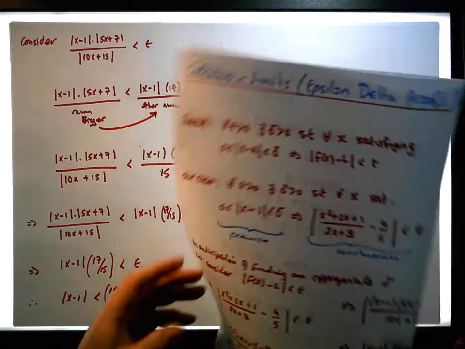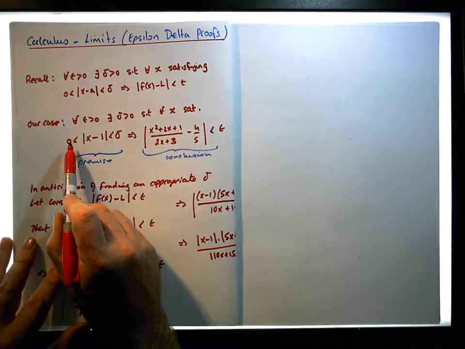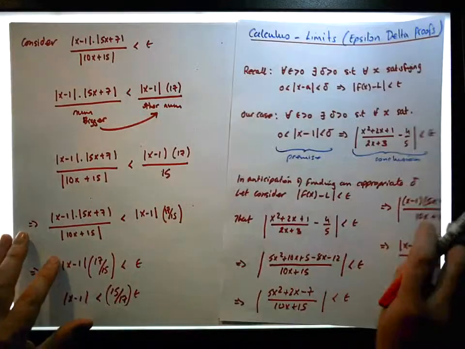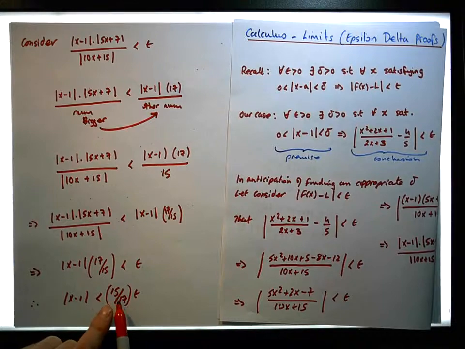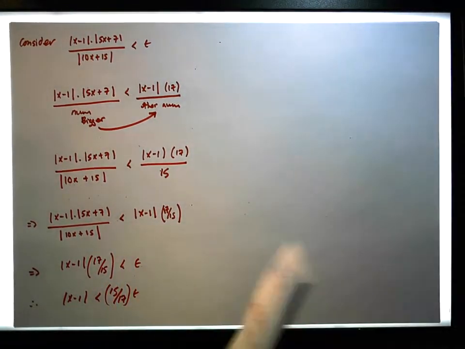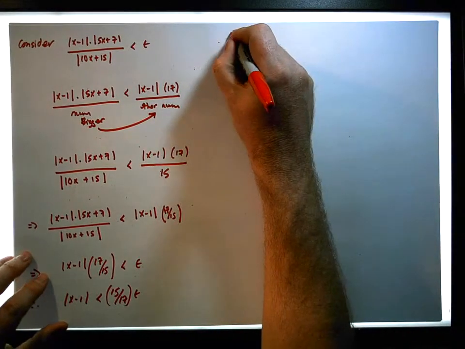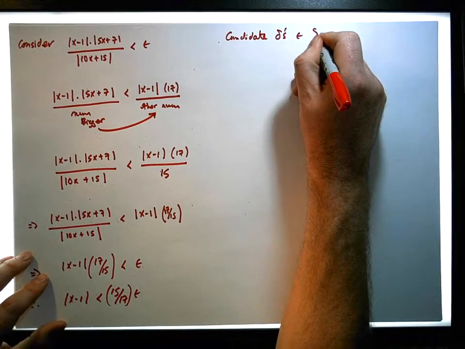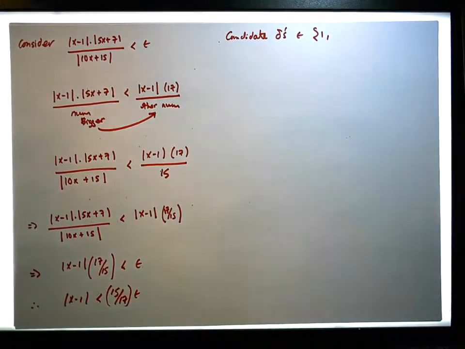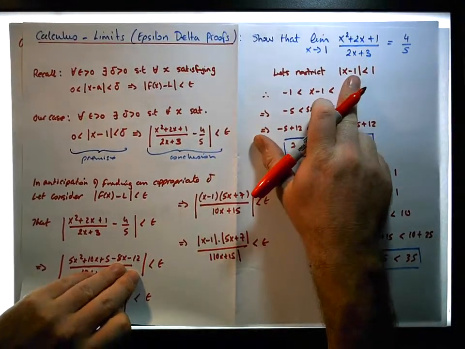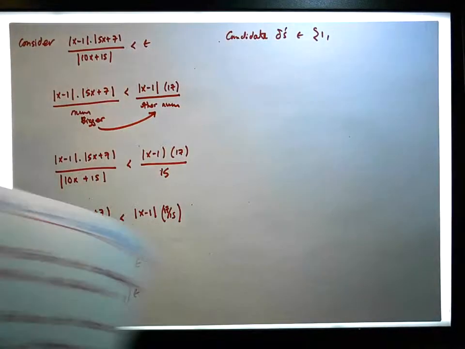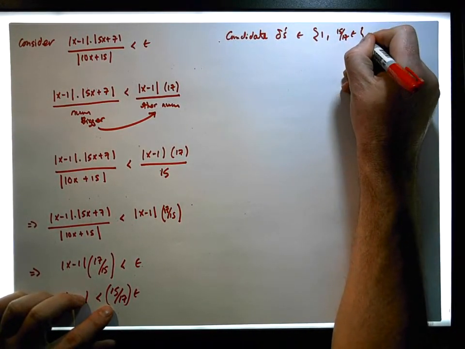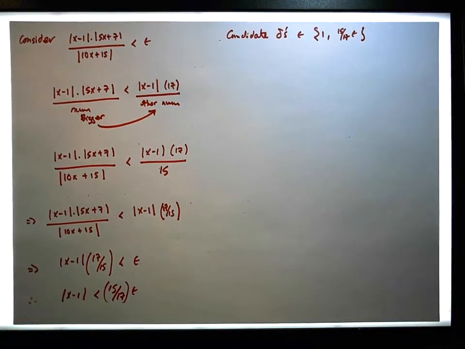From our premise, don't forget, we need to find this particular delta. We need to find what |x minus 1| is less than in terms of epsilon. And what we have now is that it's less than 15/17 of epsilon. So now we have our candidate deltas. Our candidate deltas are elements of the set containing 1, because that was our original restriction, |x minus 1| less than 1, and what we've just found here, which is 15/17 of epsilon. So now we're ready to start our proof.